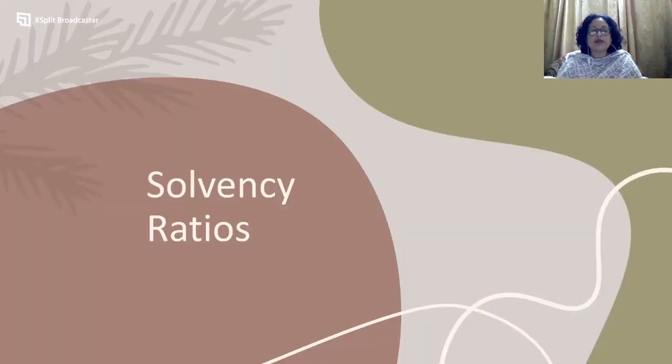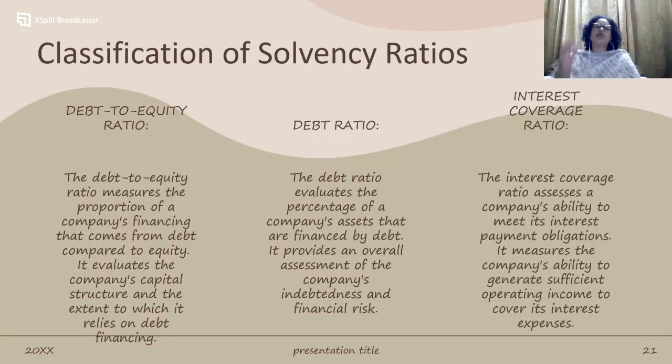Then comes the last part, the solvency ratios. Here, the debt equity ratio. The debt equity ratio measures the proportion of a company's financing that comes from debt compared to equity. It evaluates the company's capital structure and the extent to which it relies on debt financing. Debt ratio. The debt ratio evaluates the percentage of a company's assets that are financed by debt. It provides an overall assessment of the company's indebtedness and financial risk.